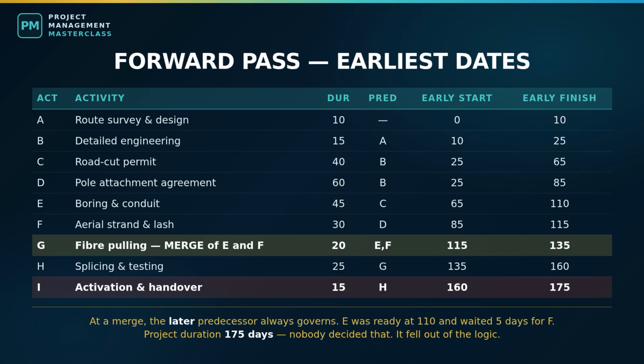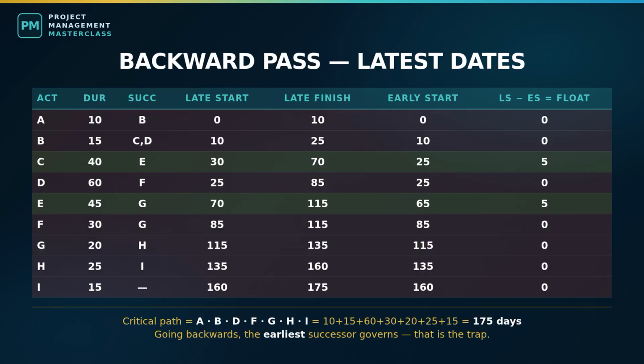And we are going to do exactly that later. Now the backward pass, same network, opposite direction, different question. Not how early can this happen, but how late can this happen without pushing the finish date. We start at the end and anchor it. The project finishes day 175, so the latest finish for our final activity is day 175.